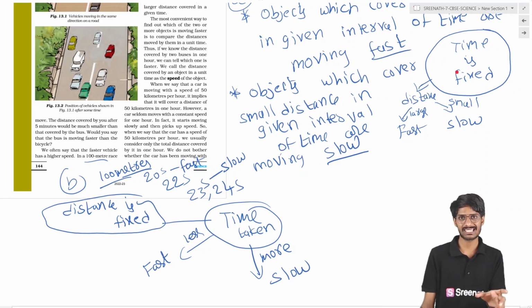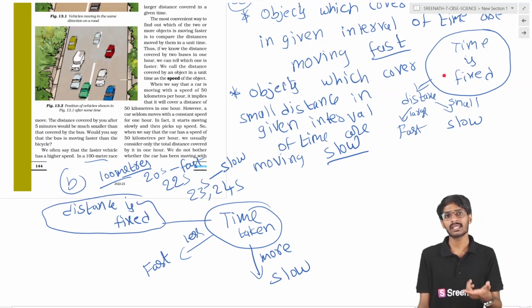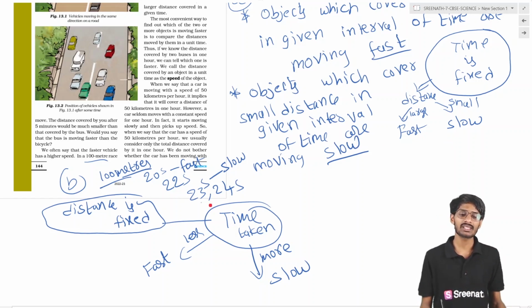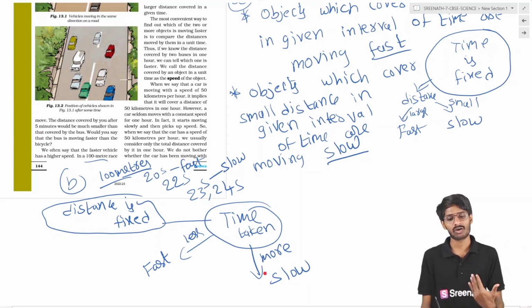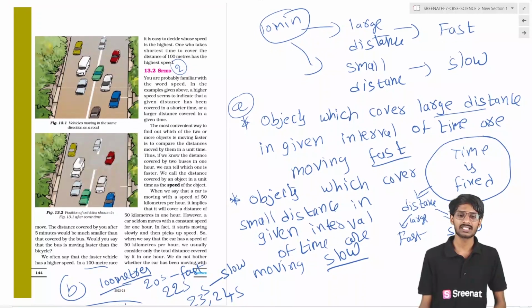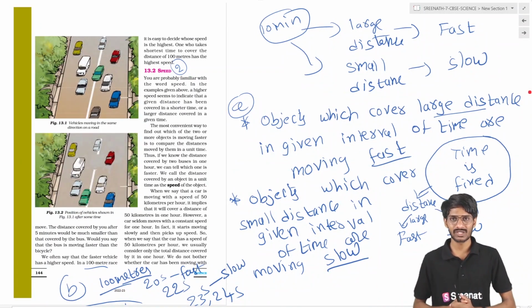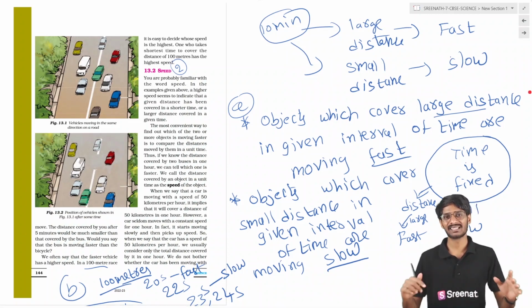Whenever the time is fixed between two positions, then those who are covering larger distances are moving fast, those who are covering less distances are moving slow. Whenever the distance is fixed, we are going to decide it by time. Those who are completing it in less time are moving fast, those who are taking more time are moving slow. That's it students. That is the fast and slow topic. I hope you have understood it. So our first topic is completed.